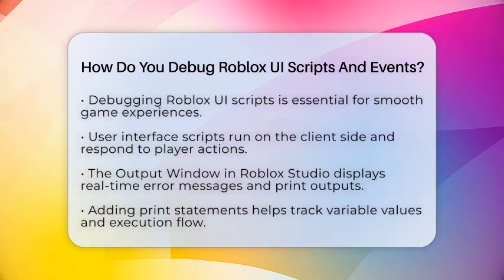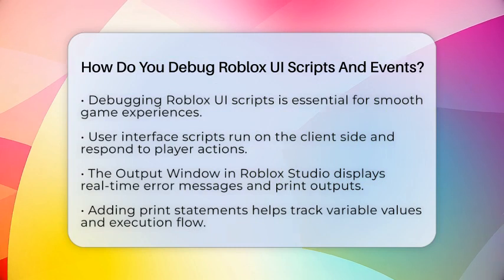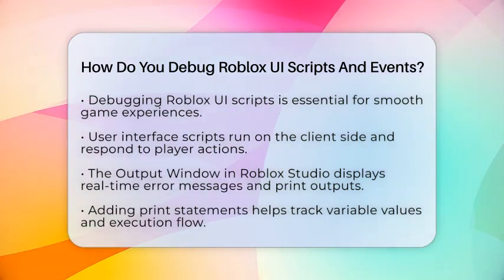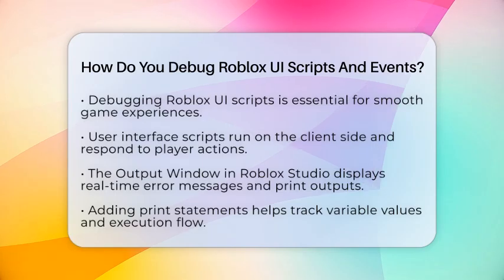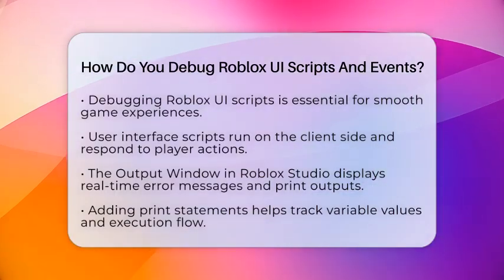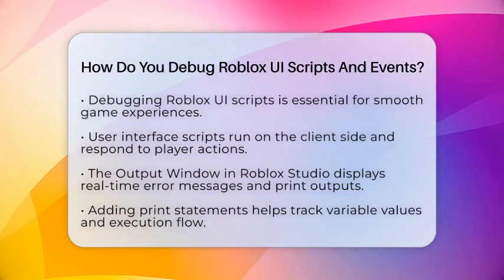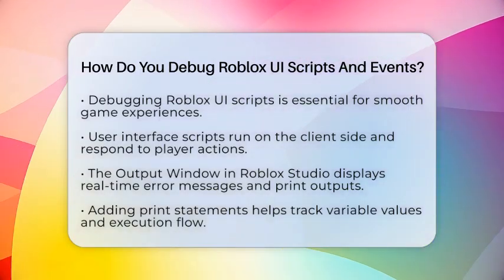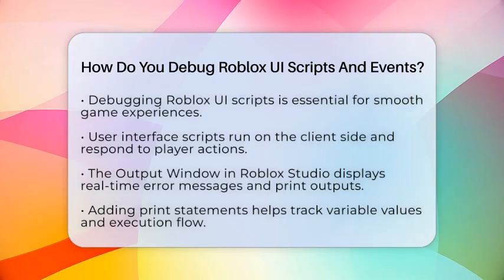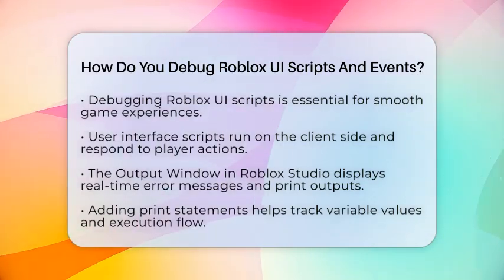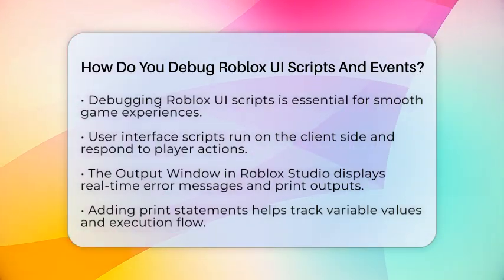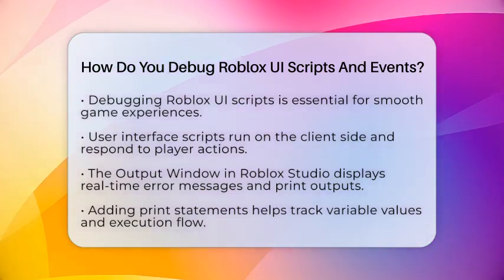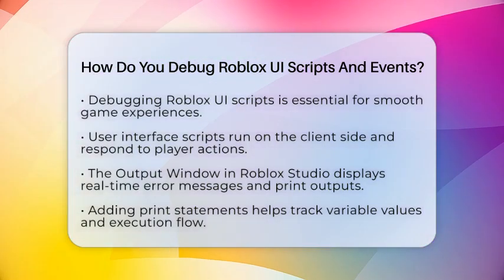First, it is important to understand that Roblox user interface scripts run on the client side. They often interact with events that respond to player actions or changes in the game state. The first tool you should use is the output window in Roblox Studio. This window shows real-time error messages, warnings, and print outputs from your scripts. Adding print statements inside your user interface scripts can help track variable values and the flow of execution. This makes it easier to find where things might be going wrong.